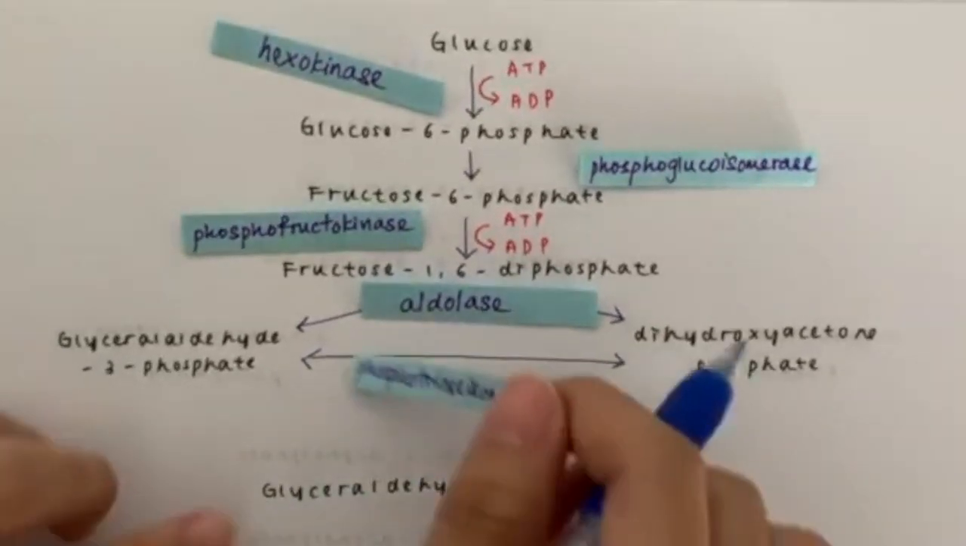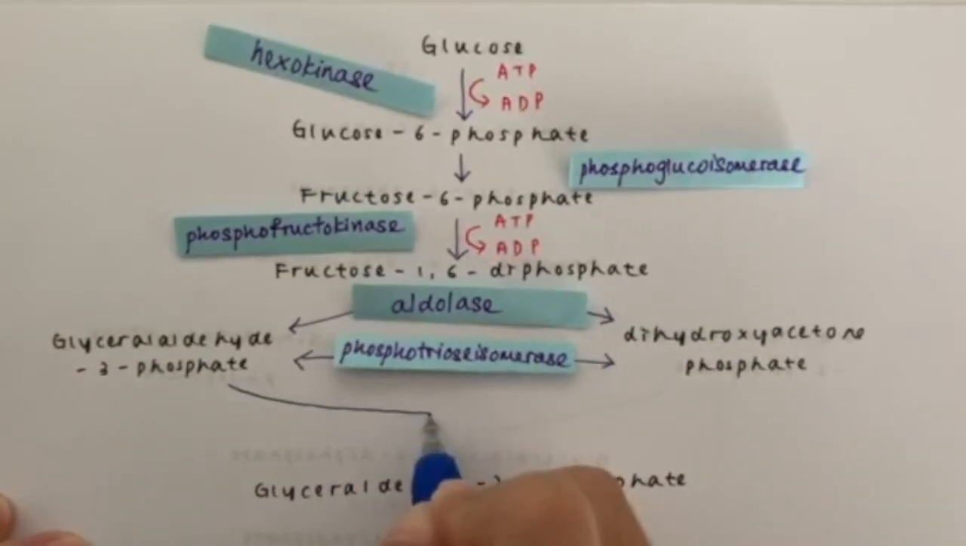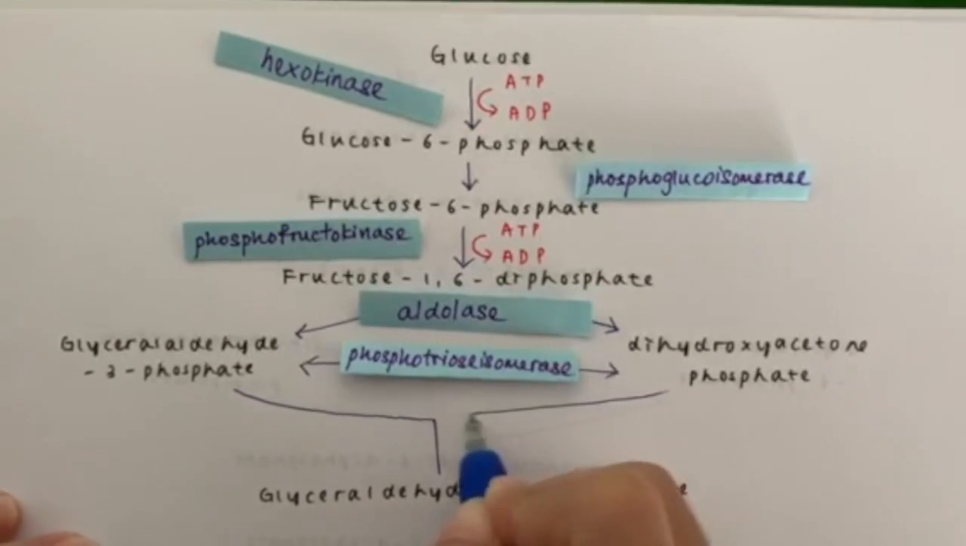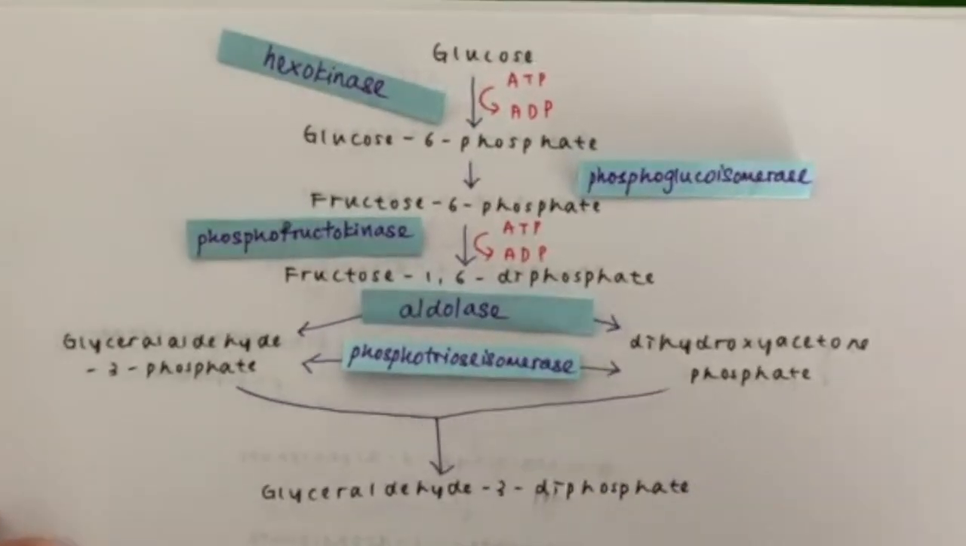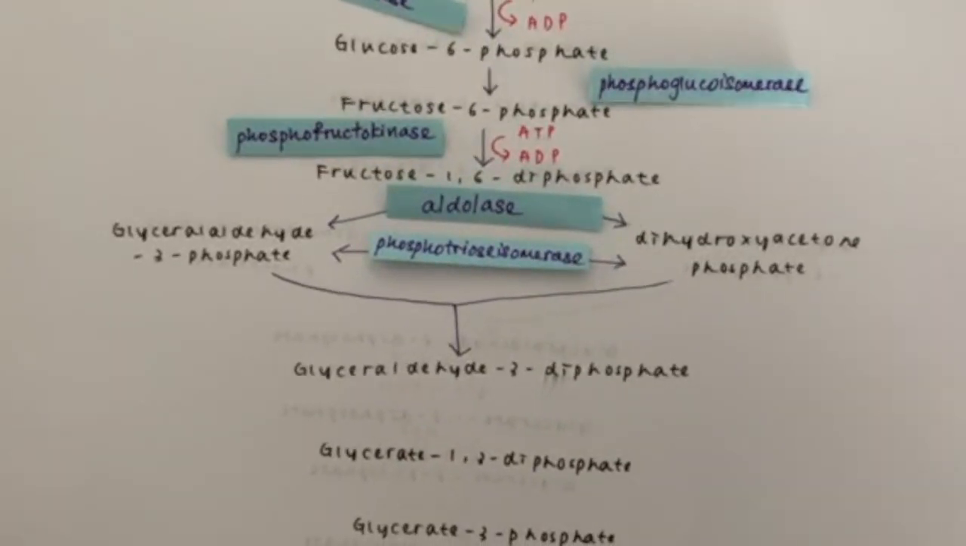Both dihydroxyacetone phosphate and glyceraldehyde 3-phosphate are isomers that can be interchangeable. Dihydroxyacetone phosphate is converted to glyceraldehyde 3-phosphate. This reaction is catalyzed by phosphotriose isomerase.